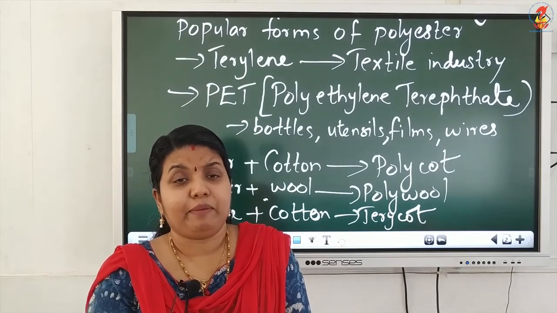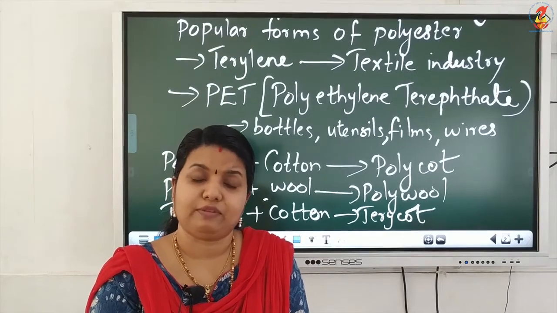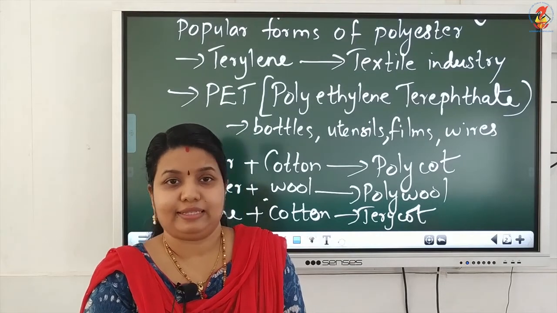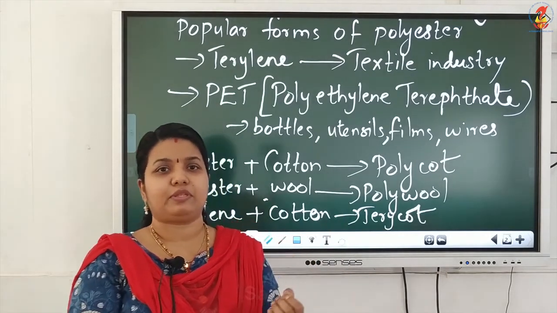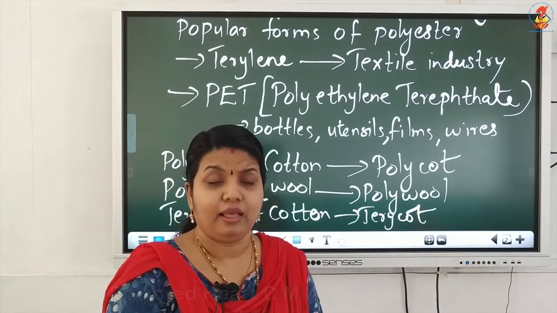Now, the fabrics made of synthetic fibers are easy to wash. They absorb only very little water, so they dry quickly and they do not get wrinkled easily. So, we can make use of fabrics made of polyester even without ironing.